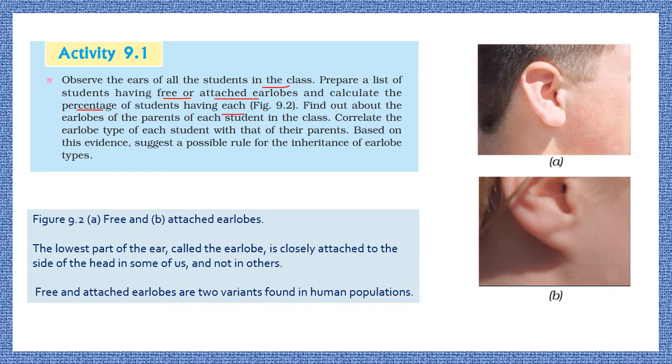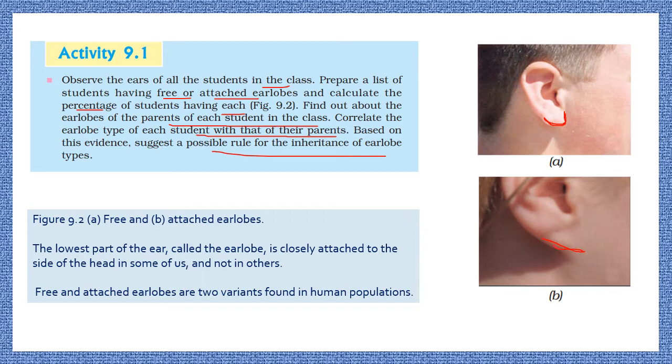Now find out about the earlobes of the parents of each student in the class, and then correlate the earlobe type of each student with that of their parents. Based on this evidence, suggest a possible rule for inheritance of earlobe types. Here you can see in picture A, this earlobe is free. This is the earlobe, this portion of the ear that is free. Okay. While this is attached.